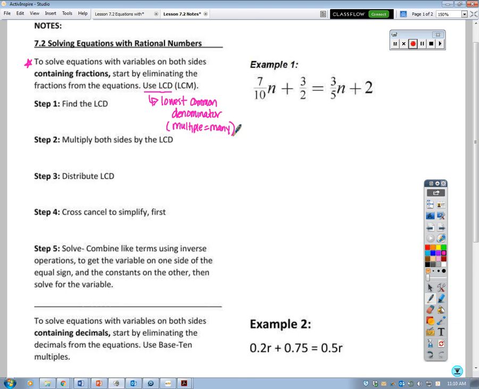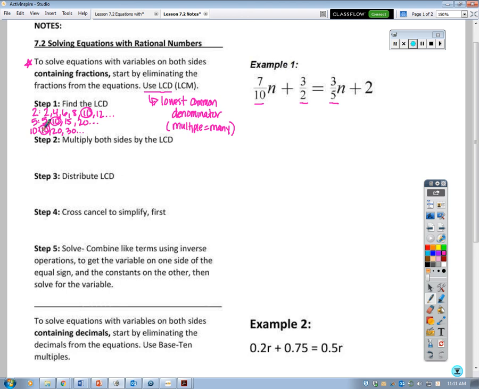So we've got the denominators 10, 2, and 5, and we're going to find the lowest common one that they have. I'm just going to go ahead and list multiples of 2: 2, 4, 6, 8, 10, 12, and so on. Multiples of 5: 5, 10, 15, 20, and so on. And multiples of 10: 10, 20, 30, and I'm going to stop there because I can see that my lowest common denominator is going to be 10.